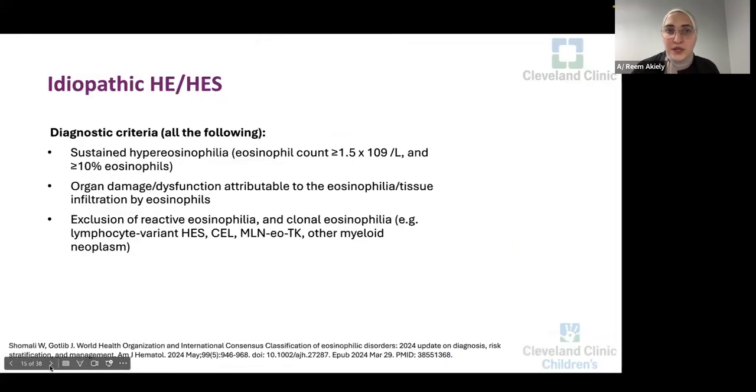As for idiopathic hypereosinophilia, it's usually a diagnosis of exclusion that cannot be made until we've done the necessary workup and have proved that the patient has sustained hypereosinophilia with organ damage attributable to the eosinophilia, and have excluded the reactive causes of eosinophilia or clonal expansion.